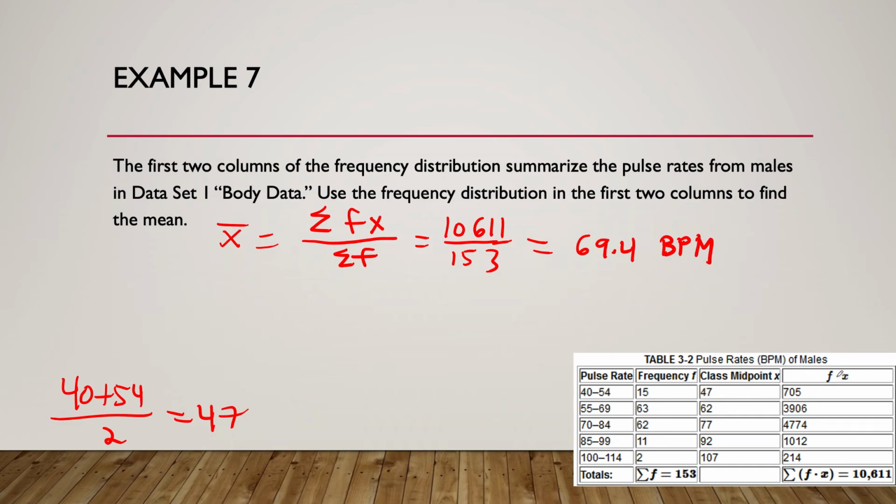When we take each frequency times that midpoint, we obtain this last column, so 705 for example. If we add all of those frequencies times the class midpoint, we get this value down here of 10,611. And the sum of all the frequencies, so add this column, 153. So 10,611 divided by 153 is 69.4 beats per minute.